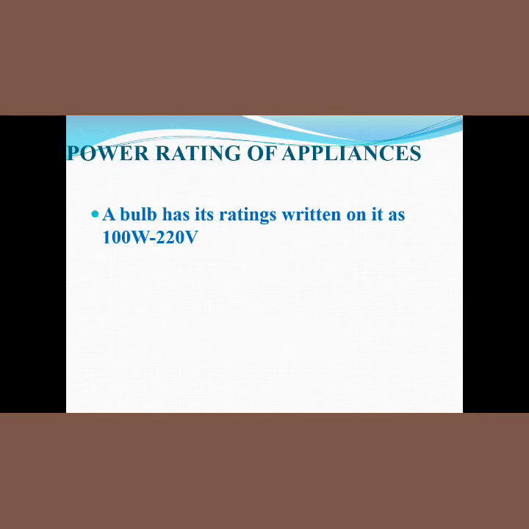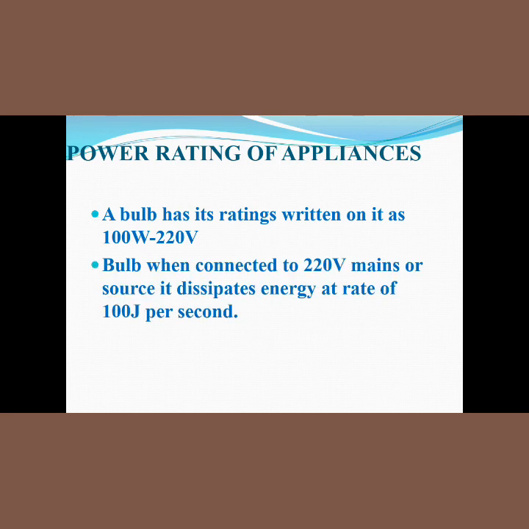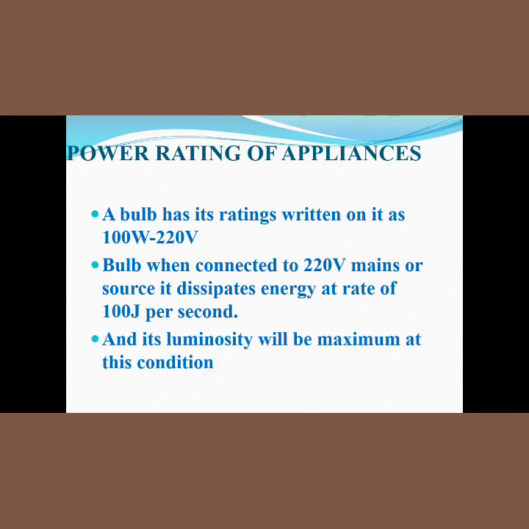Let us now discuss power ratings of appliances. For this, let us consider a bulb that has a rating of 100 watt and 220 volt written on it. Now what does that mean? It means the bulb, once connected to 220 volt mains, will dissipate electrical energy at a rate of 100 joule per second, and the luminosity of the bulb thus will be maximum.